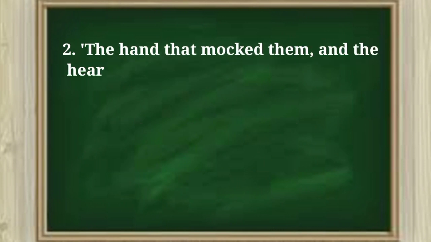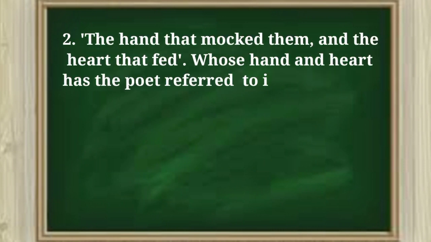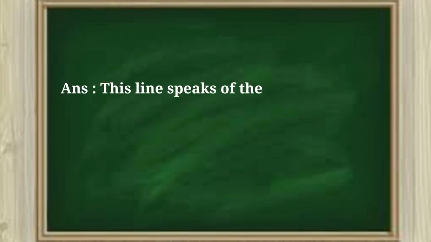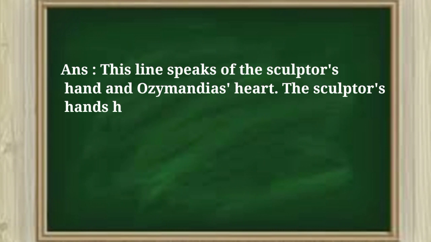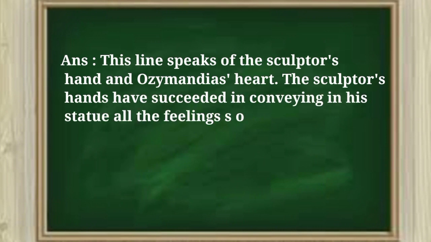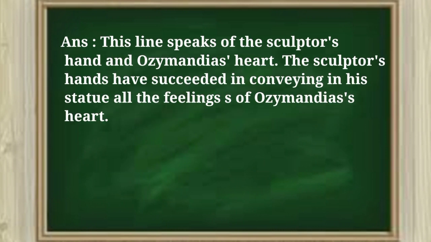Number 2. The hand that mocked them and the heart that fed. Whose hand and heart has the poet referred to in this line? Answer. This line speaks of the sculptor's hand and Ozymandias' heart. The sculptor's hand had succeeded in conveying in his statue all the feelings of Ozymandias' heart.